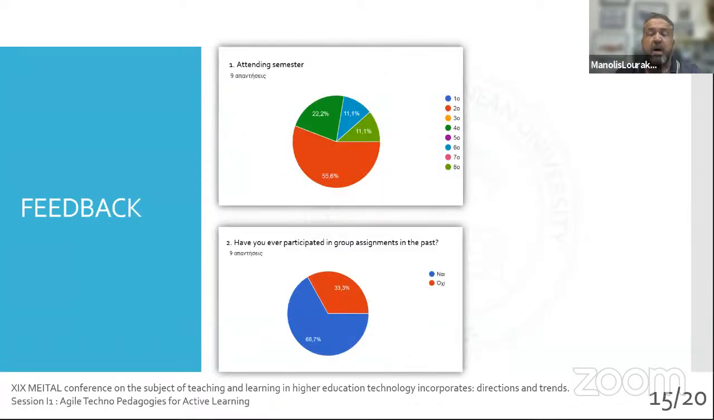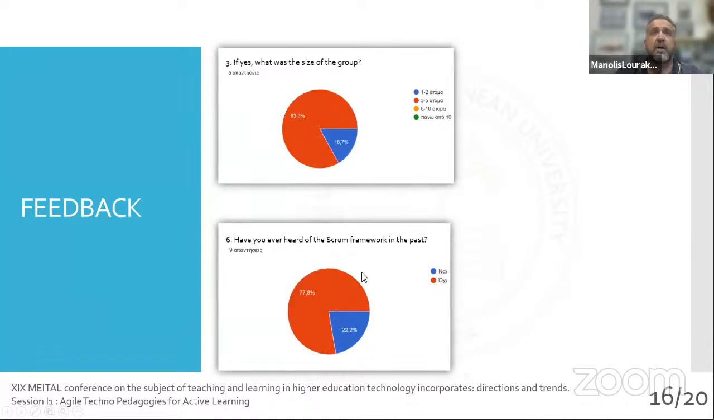We collected the feedback from the students using a Google Form questionnaire. Regarding the attending semester, the majority was in the second semester. 22% was from the fourth semester, 11% from the eighth semester, and 11% again from the sixth semester. The majority of the students had participated in the past in group assignments, and the size of the group was pretty much the same as we used in the Scrum, 3 to 5 people for the majority, and some people have worked in groups of 1 to 2 people.